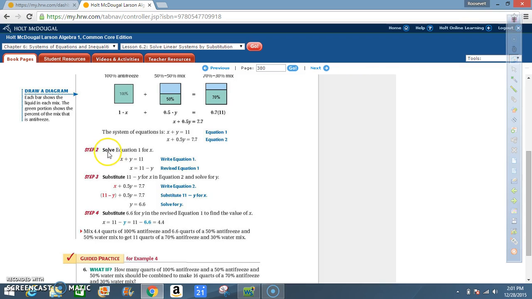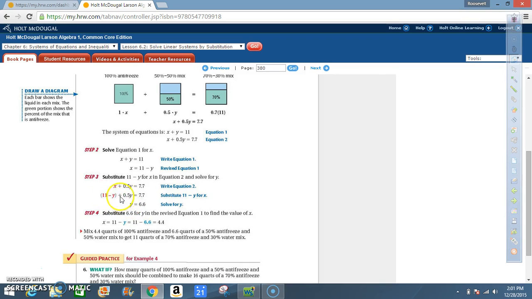Alright, step 2, I'm going to solve equation 1 for x. x plus y is equal to 11. To get x by itself, I say minus y, minus y. x is equal to 11 minus y. Step 3, substitute 11 minus y for x in equation 2 and solve for y. Equation 2, x plus 0.5y is equal to 7.7. In place of x, substitute in 11 minus y. After putting in 11 minus y, then we're going to solve for y.